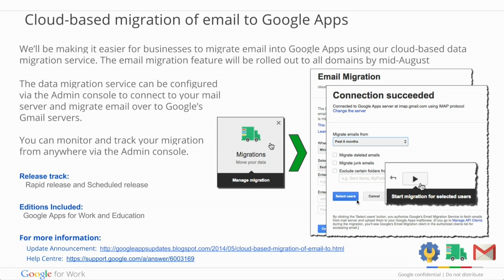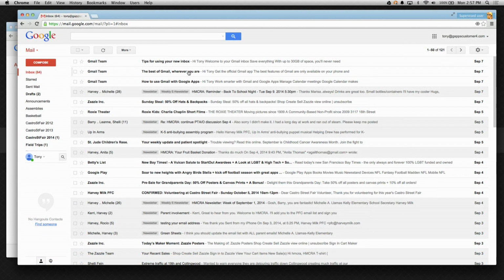This also means that you're able to monitor the progress of your migration through the admin console anytime, anywhere that you wish. I'm going to do a quick demo of this. So what we're looking at right now is a user that I recently created called Tony. I've logged in as the user Tony. And you'll notice, like all new users in Google Apps, he has those 3 welcoming messages from the Gmail team. I've also migrated all of his previous mail as well using the Google Apps data migration service.